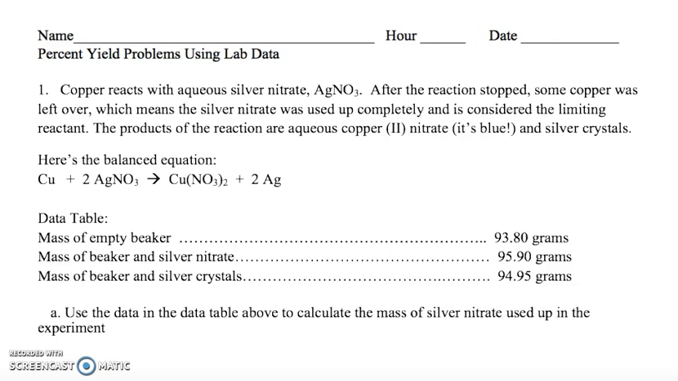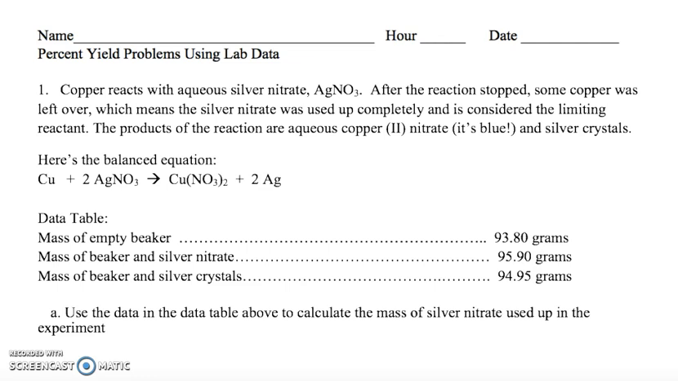This video lecture is meant to help you see how to do a percent yield problem when you are given lab data, typical of the one you would have seen in the copper silver nitrate lab. So here we have a description of a reaction that says copper reacts with aqueous silver nitrate, AgNO3. After the reaction has stopped, some copper was left over, which means the silver nitrate was used up completely and is considered the limiting reactant.